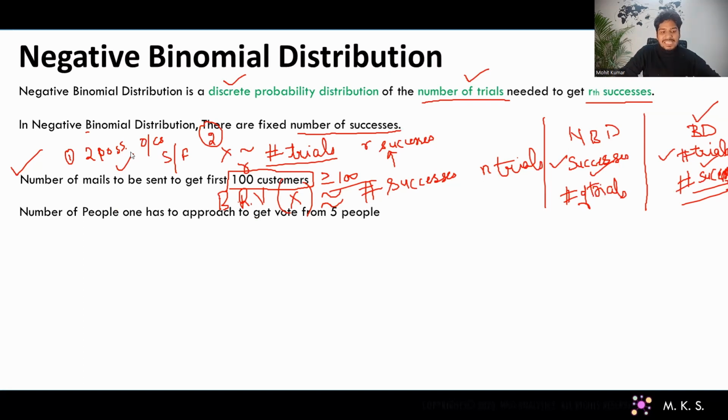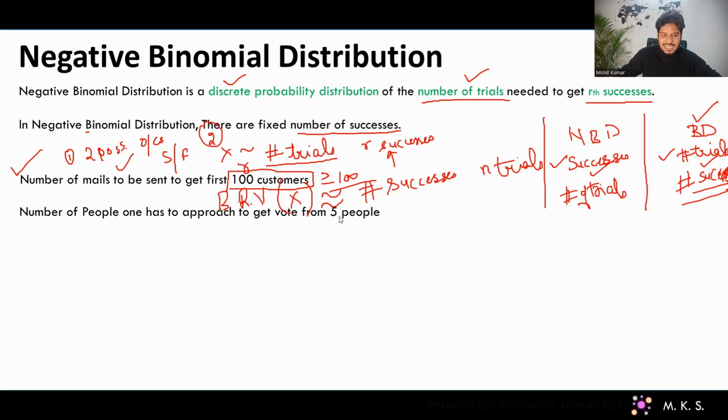Number of people one has to approach to get opinions from 5 people. Let's say you want to conduct a survey about a particular technology, or a drug, or anything related to politics, maybe before elections. Now you want to get at least 5 people's opinion or vote, right? So for that, how many people do you have to approach? Because not everyone will give you a response.